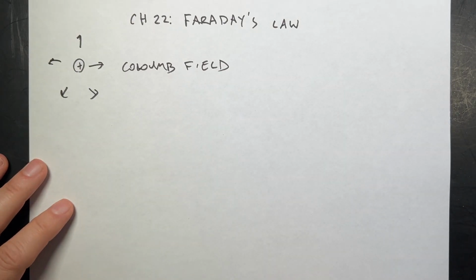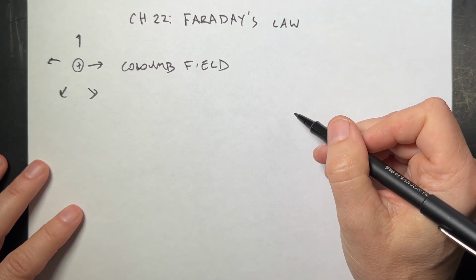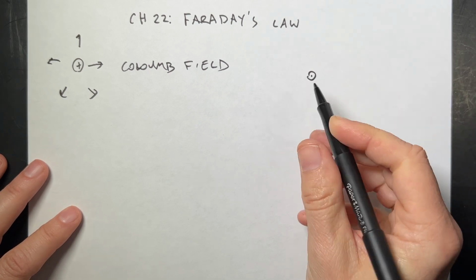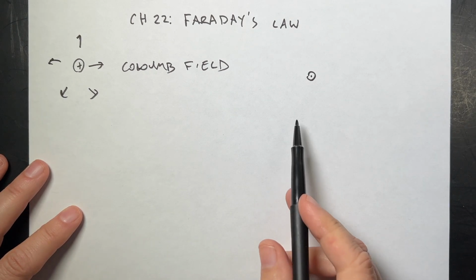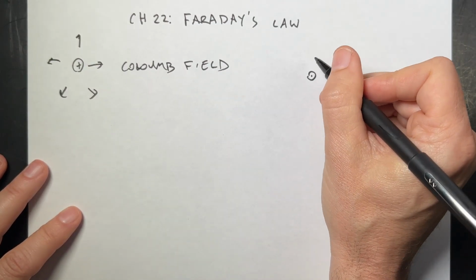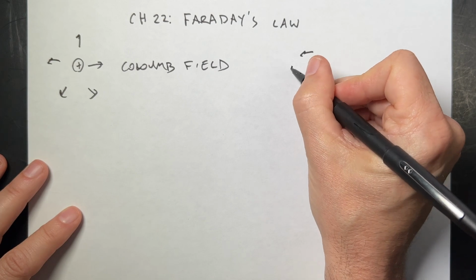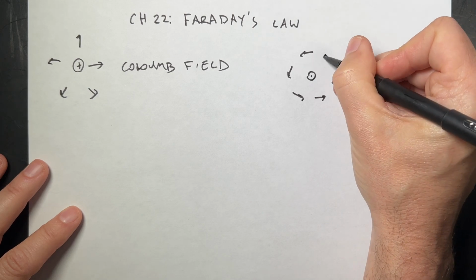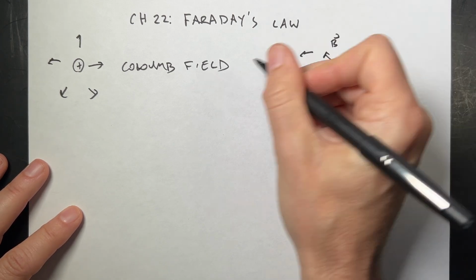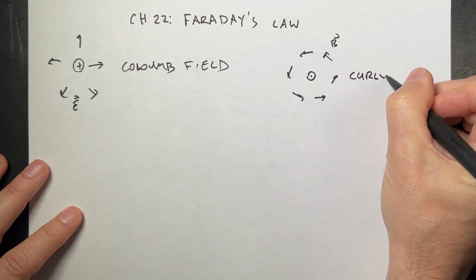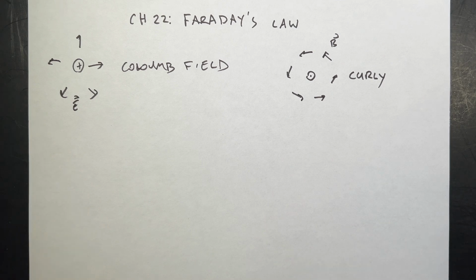Now, we also have a moving point charge. So imagine that I have a point charge and it's coming out of the paper right there. Q V, it's positive Q V coming out of the paper. So that's a vector coming out of the paper. Then in that case, we would make a magnetic field that looks like this. That's B. This is E. So we call this a curly field. And I didn't invent those words, Coulomb field and curly field.